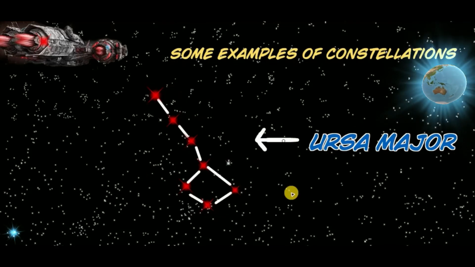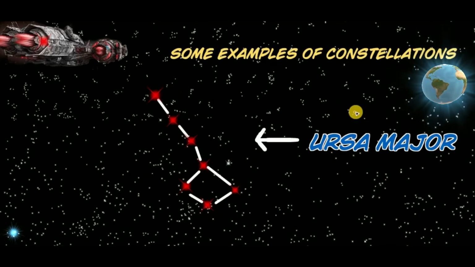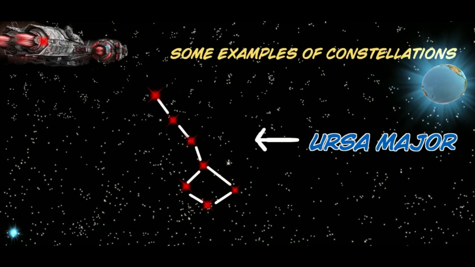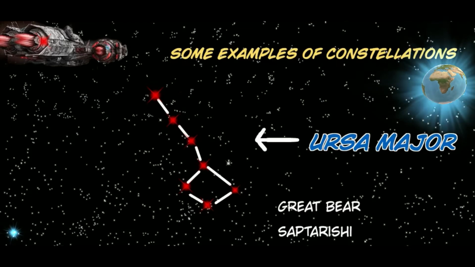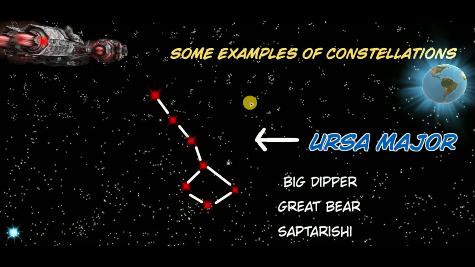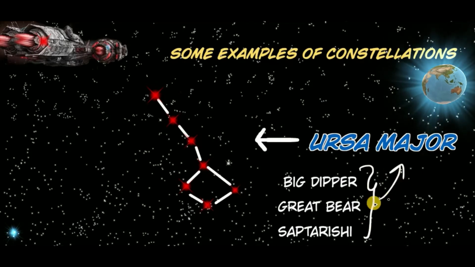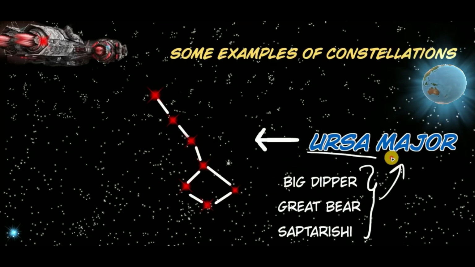Okay, so now let's talk about the various names of Ursa Major. We will talk about the other names given for Ursa Major. So they are Saptarishi, Great Bear, and also Big Dipper. So these are the three names which are given to Ursa Major.